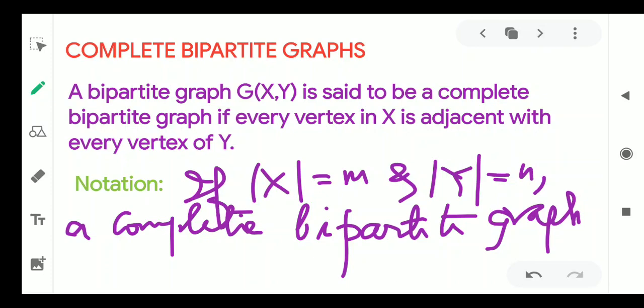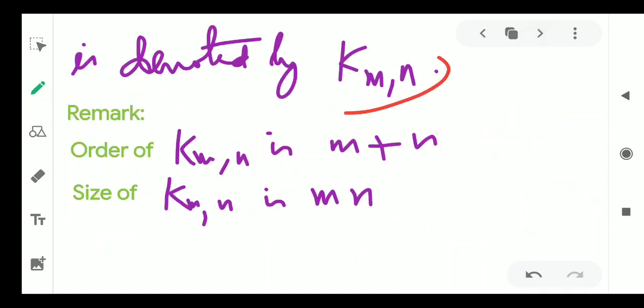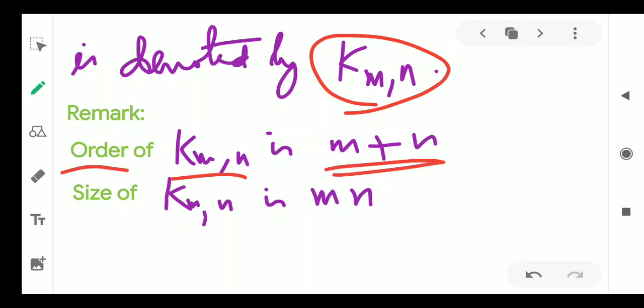If the first partite set has m vertices and the second partite set has n elements, then the complete bipartite graph will be denoted by Kmn. The order of Kmn, the number of vertices in Kmn, will be m plus n, and the size, the number of edges, will be m into n.